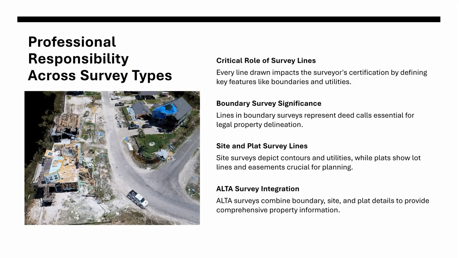And I want to underline this point one final time. Every line you draw is either helping or hurting the surveyor's certification. In a boundary survey, that line might represent a deed call. In a site survey, it might represent a contour or a utility. In a plat, it might represent a lot line or an easement. And in an ALTA survey, it might represent all of the above. The principle never changes.